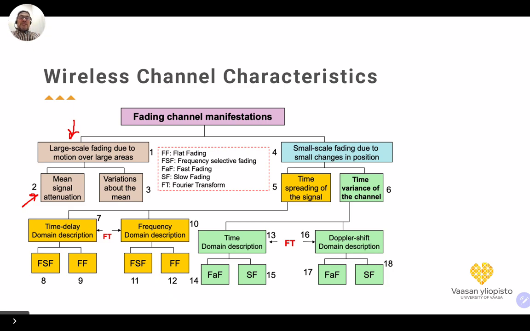Now we come to small scale fading, which is due to small changes in position. If you move your mobile a few centimeters or even less, it will change the characteristics of the channel. It depends, of course, on the carrier frequency. There are two major kinds of fading in the small scale: time spreading of the signal and time variance of the channel. What do they mean? The time spreading of the signal means simply the multipath.